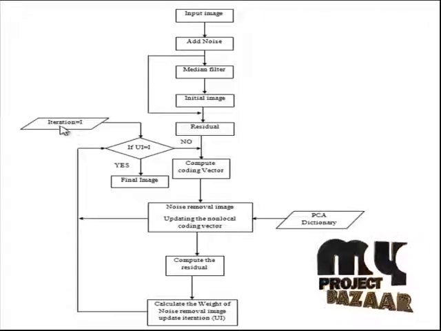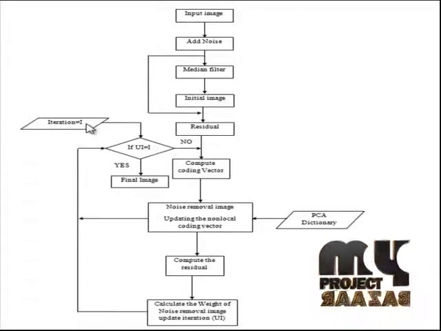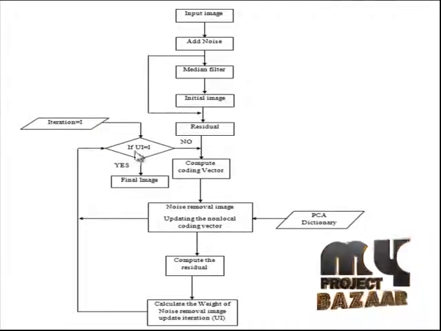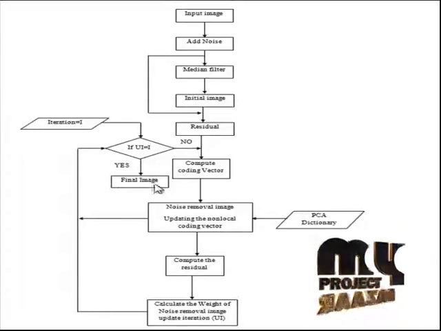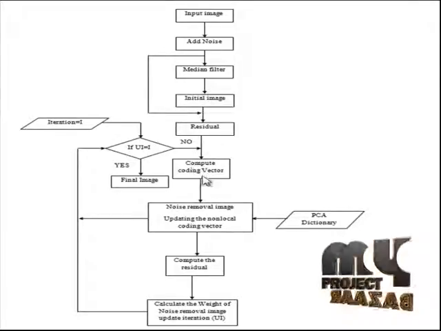And then here we give the iteration level. We assume the iteration is I and the updated iteration will be UI. If the updated iteration is equal to the iteration, then the process will be stopped and it is the final noise removal image. Or else we go to another process, like computing the coding vector.